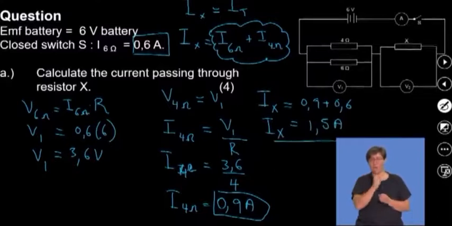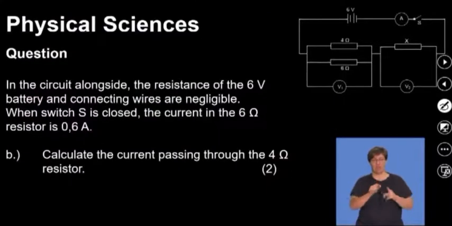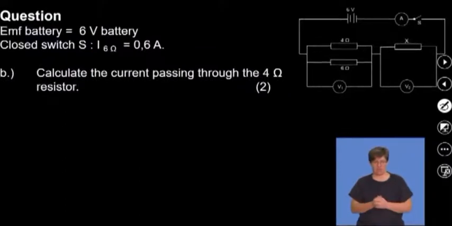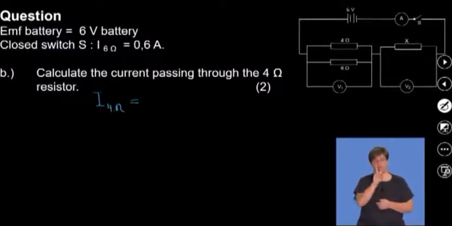So this is typically a multi-step type of problem. Right, let's go to the follow-up question, which says, calculate the current passing through the 4 ohm resistor. We've actually done that. There are many ways to do it. The current that goes through the 4 ohm resistor is equal to the voltage across the parallel combination, which is the same as the voltage across 6 ohms, which is V1.